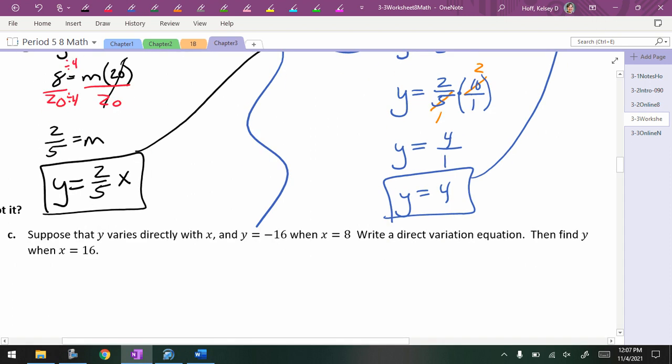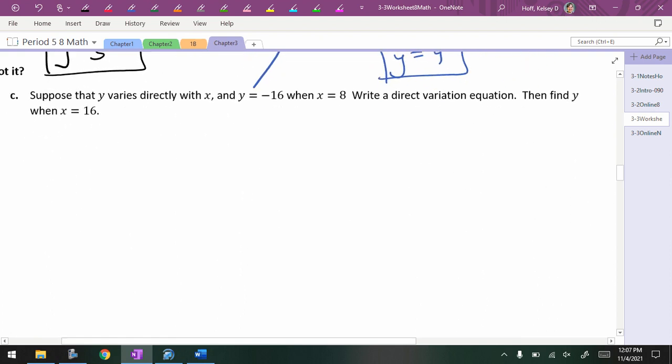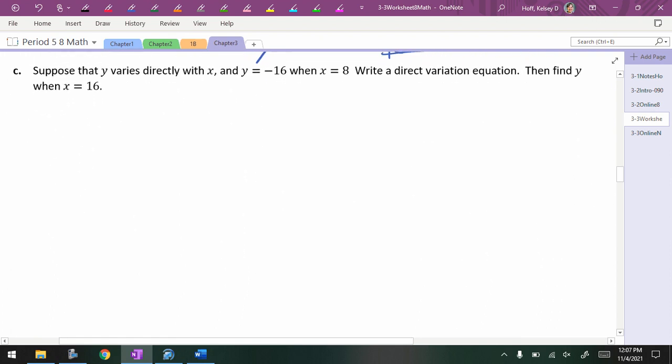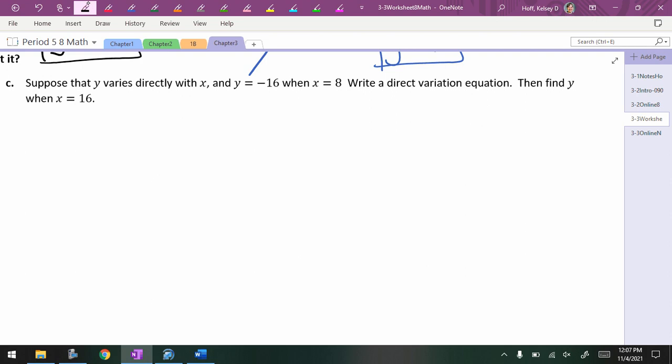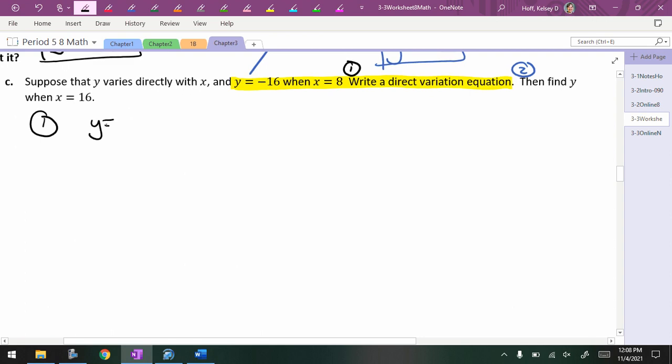Let's do it again. Suppose that y varies directly with x, and y equals -16 when x equals 8. Write a direct variation equation, then find y when x equals 16. So first, as our direct variation equation, we always start with y equals mx. What's replacing y? -16. I leave the equals. I leave the m. What's replacing x? 8.